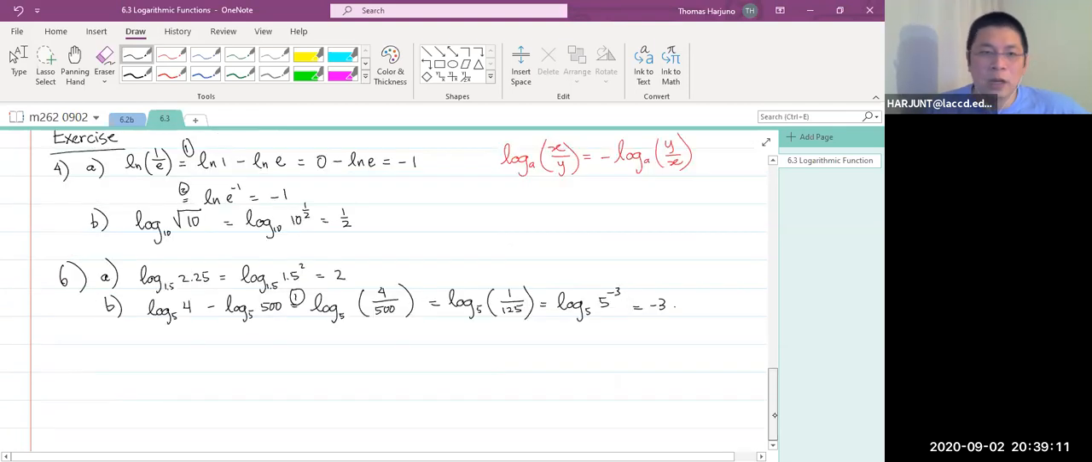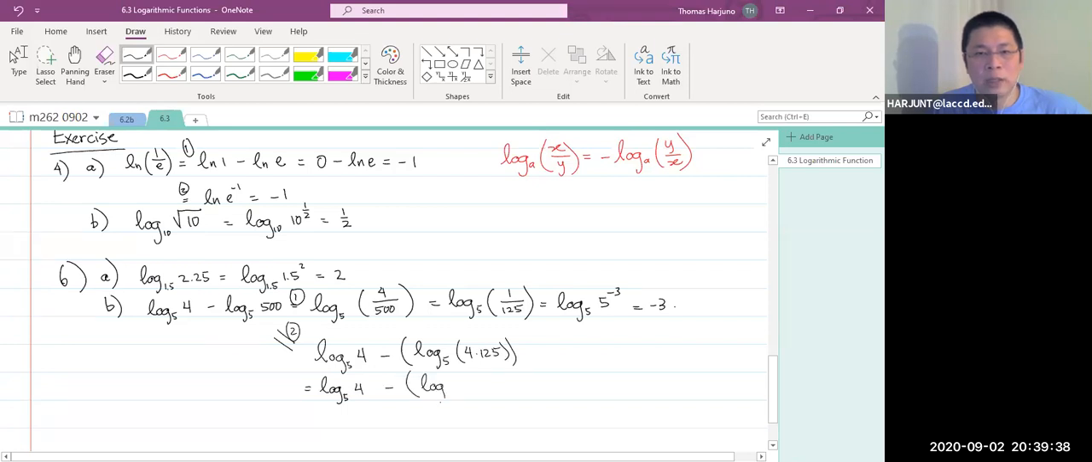Okay, but there's another way to do this. The second method is breaking up that 500. This is log base 5 of 4 minus parentheses log base 5 of 4 times 125, which is log base 5 of 4 minus log base 5 of 4 plus log base 5 of 125. Fast forward, we will see this will give us negative 3 also.